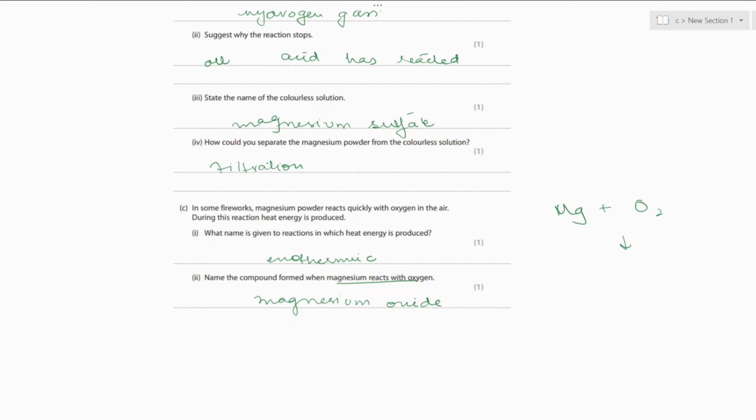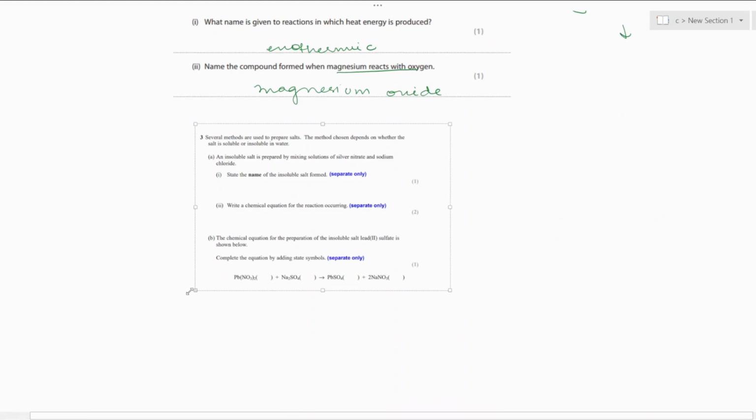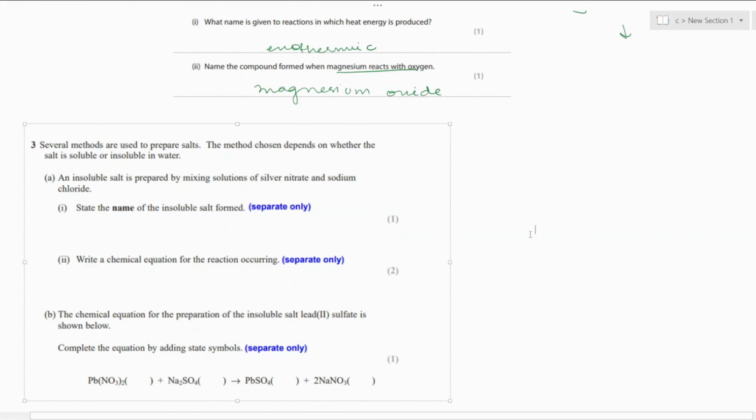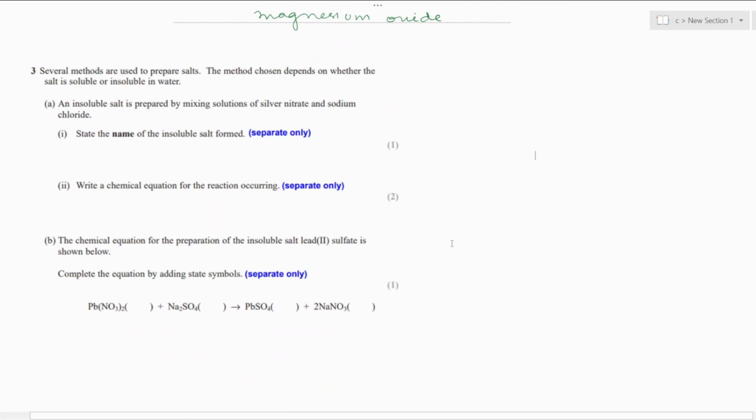Now there is formation of salt. Okay, I have a question for you for the insoluble salts. The question is here. Several methods are used to prepare salt. The method chosen depends on whether the salt is soluble or insoluble.